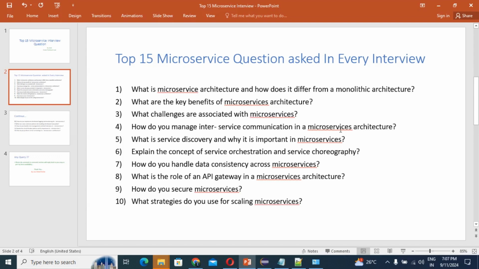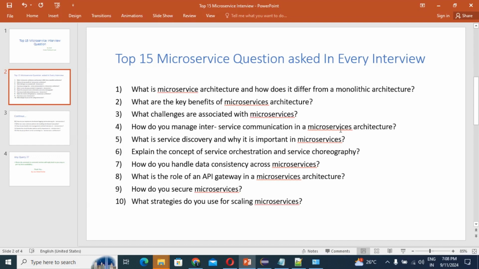Resilience means failure in one service doesn't necessarily affect the entire system. Next point, deployability: services can be developed, tested and deployed independently. This is also a very important key feature of microservice architecture. Next benefit, maintainability: a smaller code base is easier to understand and manage. That's why we say it is maintainable.